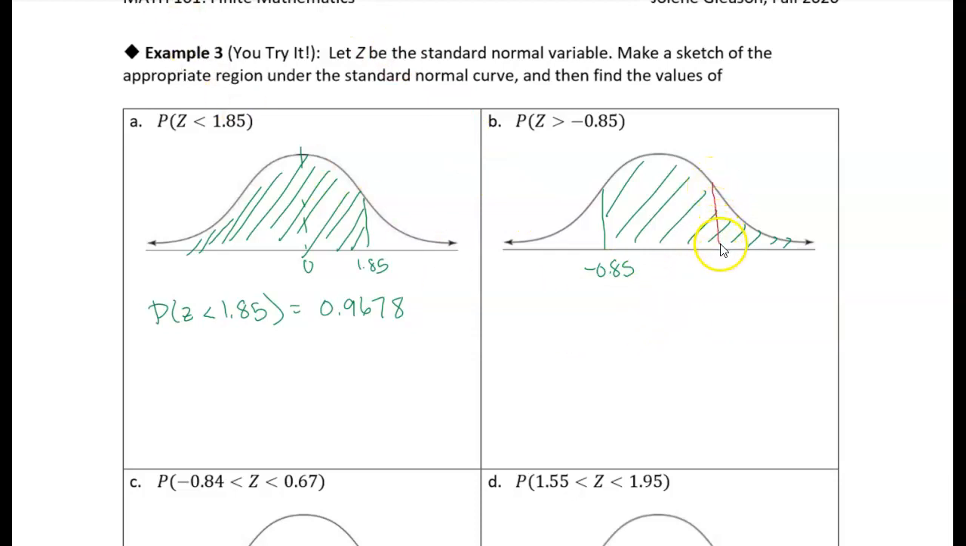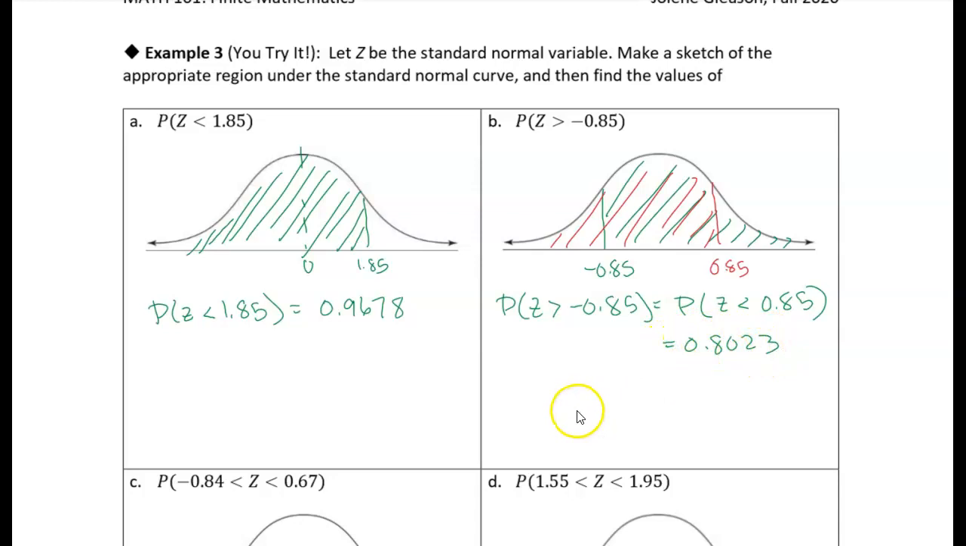So let's say here is 0.85, and I know that the area below 0.85 is the same as the area above negative 0.85. So what I'm going to look up is this red area, but it will be the same. I'm just using the symmetry of the table. So the probability that z is greater than negative 0.85 is equal to the probability that z is less than 0.85. That is the way the table is set up, so I can look that up: 0.8023.